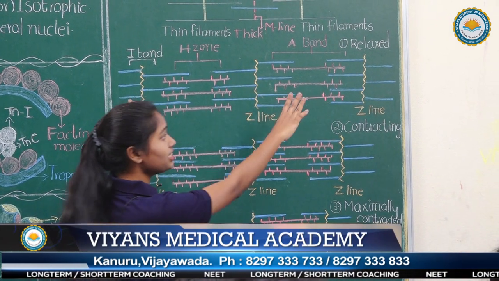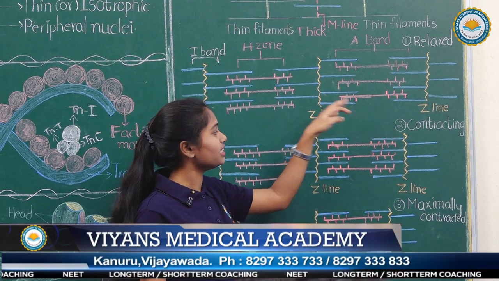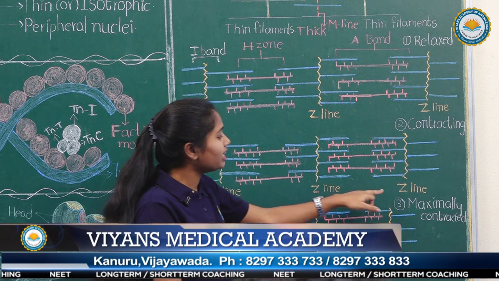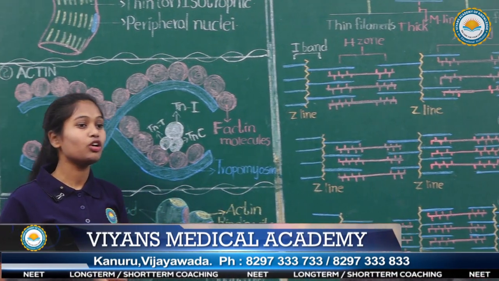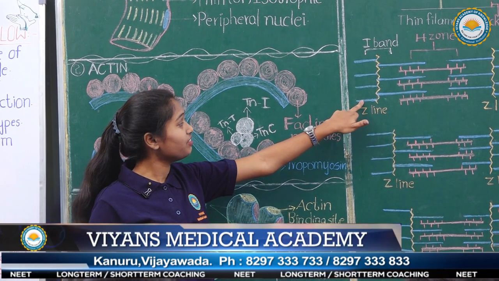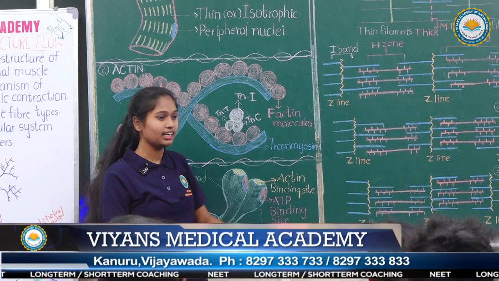First, the skeletal muscle fiber, which I told you about before, is a rod-like structure. It is in a relaxed state. Then it contracts. Then it is maximally contracted. The important point to note is that the thin filaments and Z lines are reduced in their size and length.